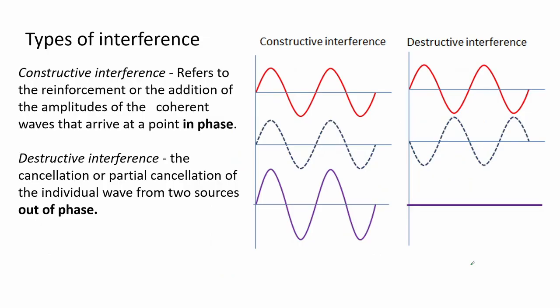There are two types of interference. Constructive interference refers to the reinforcement, or the addition of the amplitudes, of the coherent waves that arrive at a point in phase. Destructive interference is the cancellation or partial cancellation of the individual waves from two sources out of phase.